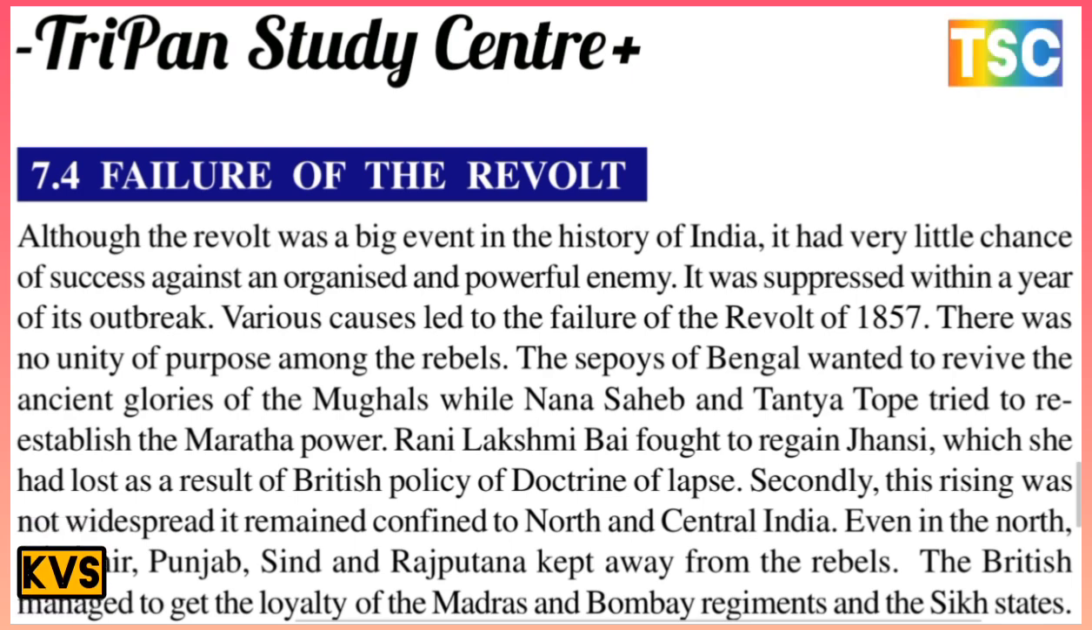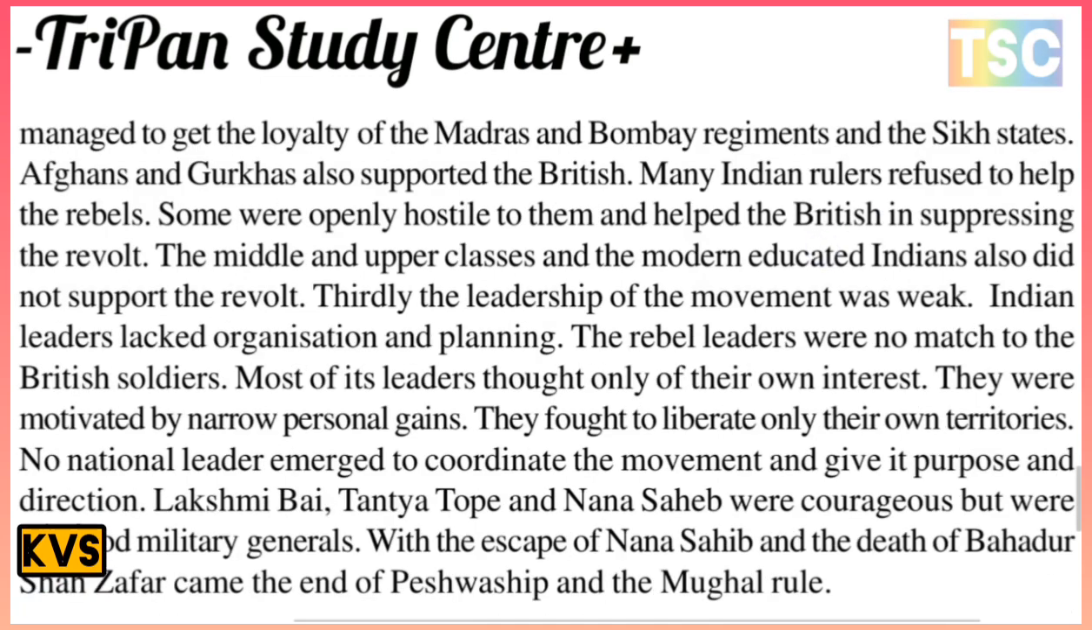Secondly, the rising was not of one spirit; it remained confined to north and central India. Even in the north, Kashmir, Punjab, Sindh and Rajputana kept away from the rebels. The British managed to get the loyalty of the Madras and Bombay regiments and the Sikh states. Afghans and Gorkhas also supported the British, and many Indian rulers refused to help the rebels. Some were openly hostile to them and helped the British in suppressing the revolt. The middle and upper classes and the modern educated Indians also did not support the revolt.